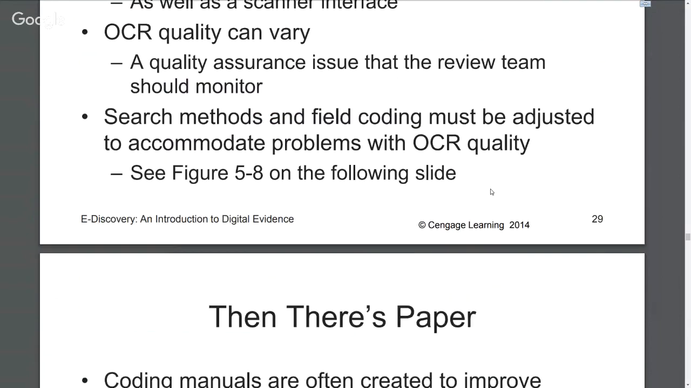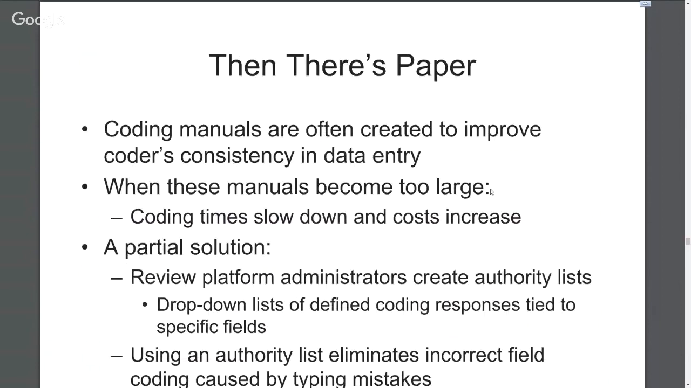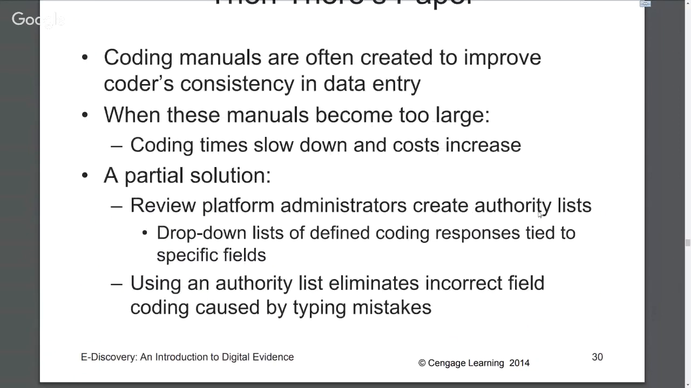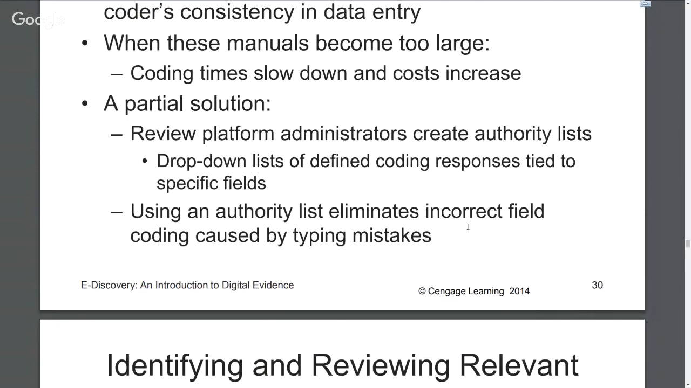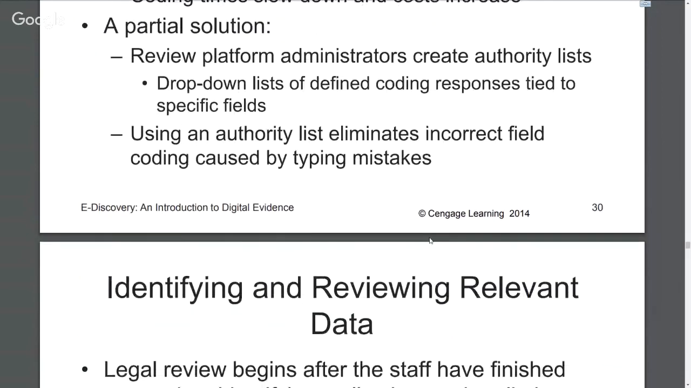Search methods and field recording must be adjusted to accommodate the problems with OCR. Coding manuals are often created to improve the coder's consistency with data entry. The manuals become too large, the coding time slows down, increasing costs, and a partial solution is to create authority lists, a drop-down list of coding responsibilities and responses tied to specific fields. An authority list eliminates the incorrect field coding caused by typing mistakes.